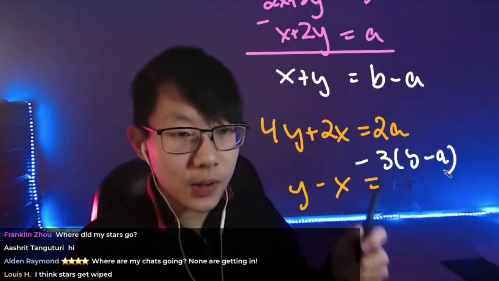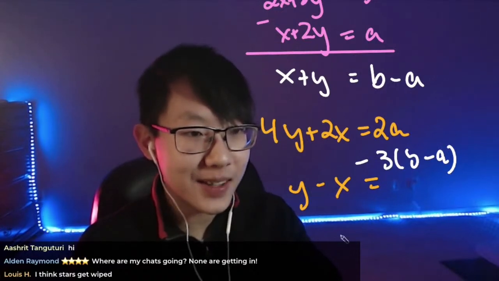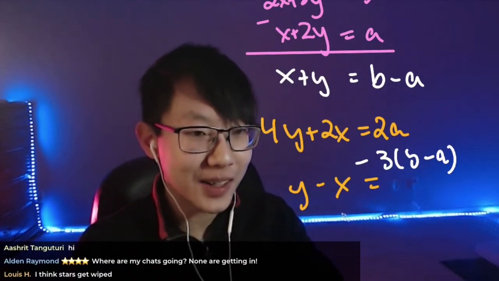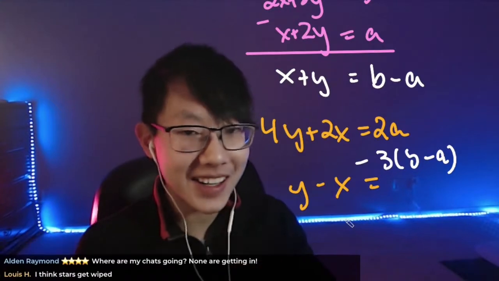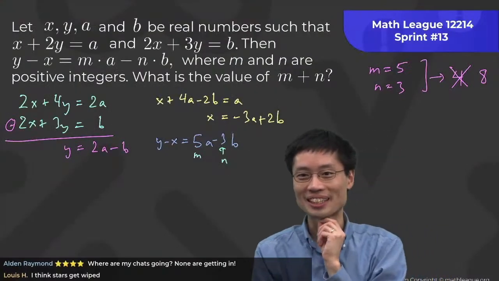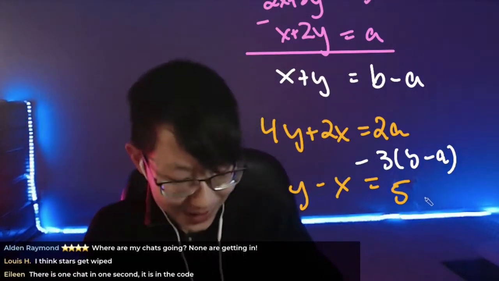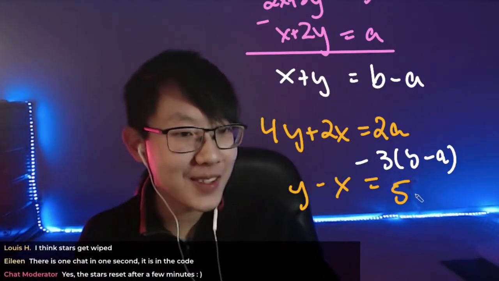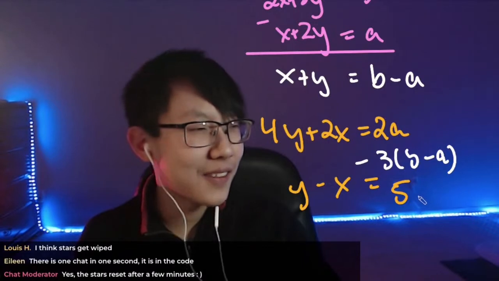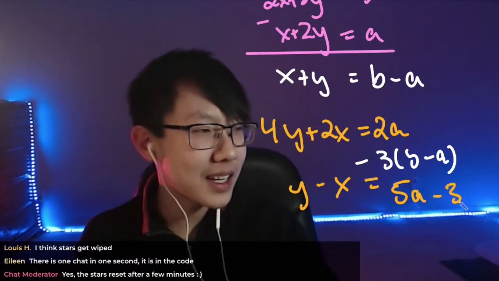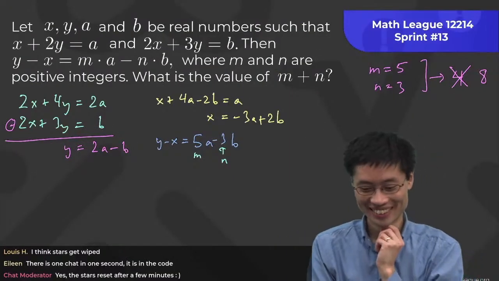And then in total, you'll get, wait, did I do this wrong? Hold up. It looks right, right? You're good. Okay. You get the right answer. So this is 5a, yes, you get your 5a minus 3b.